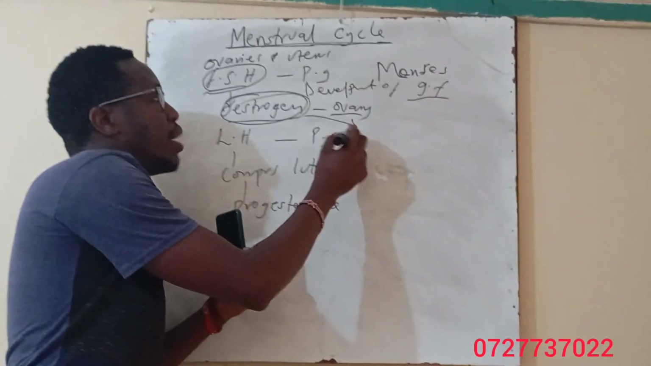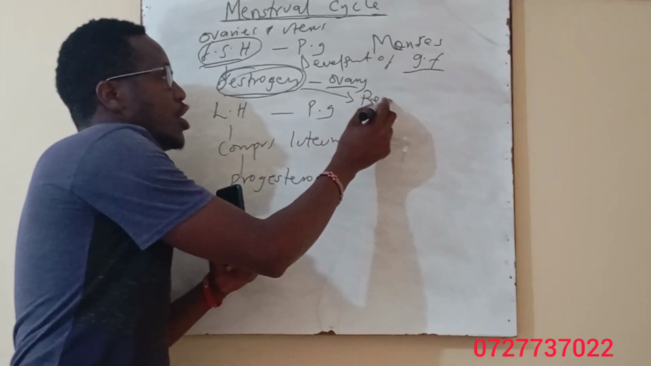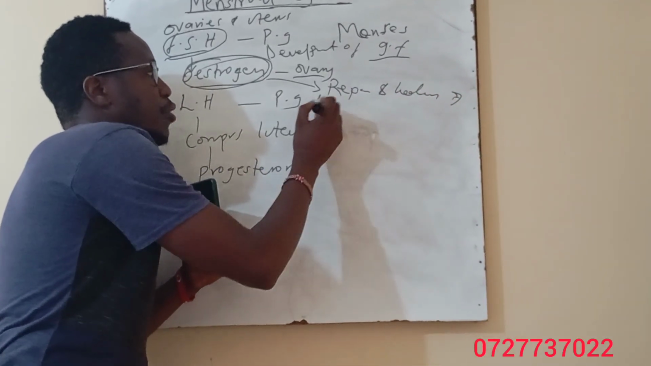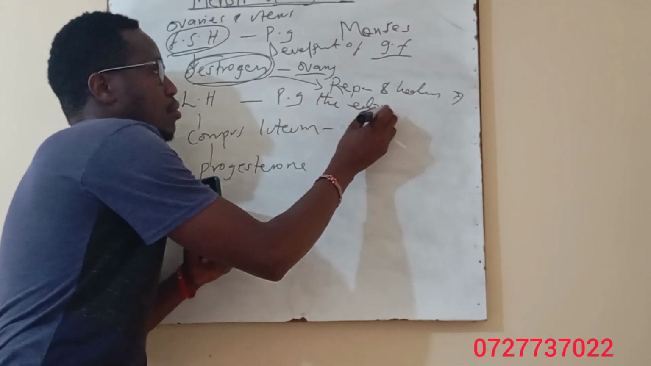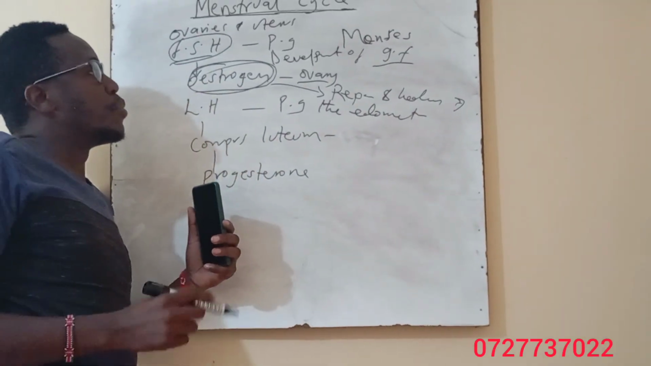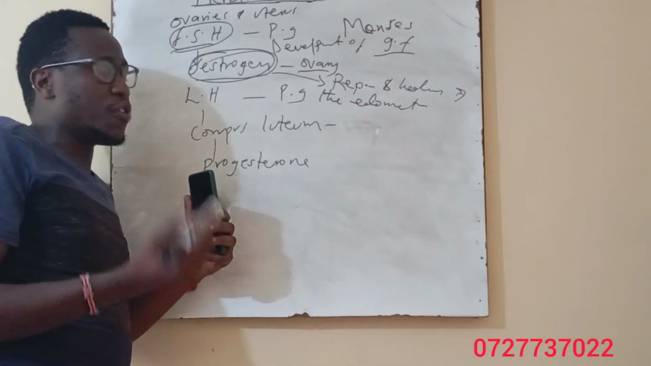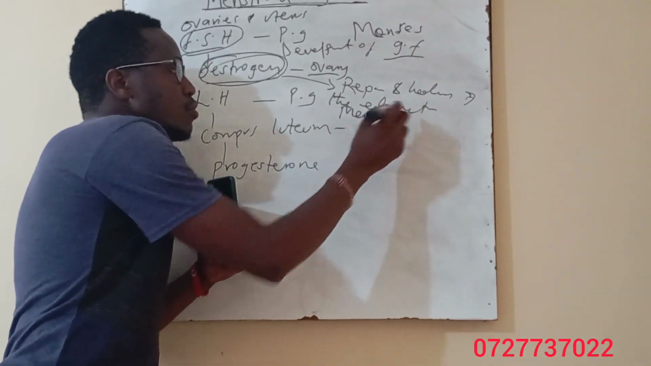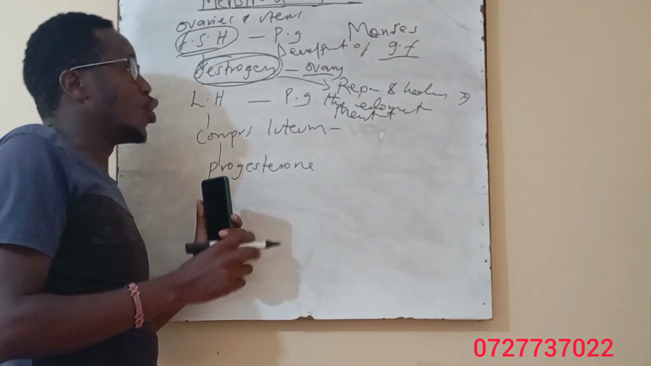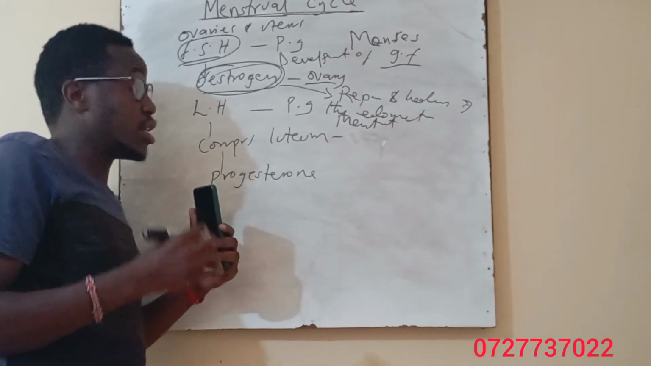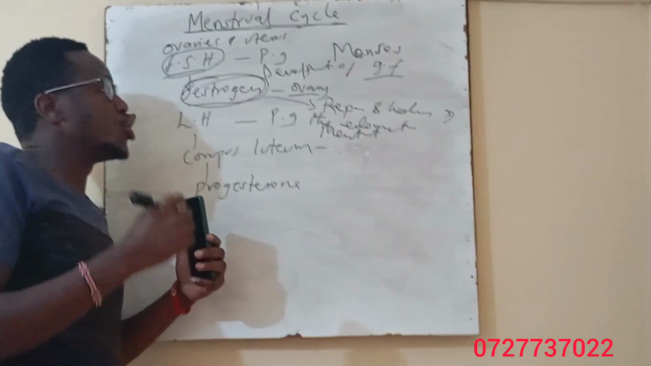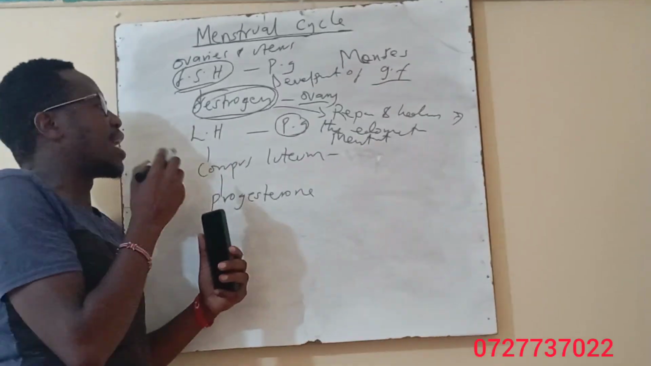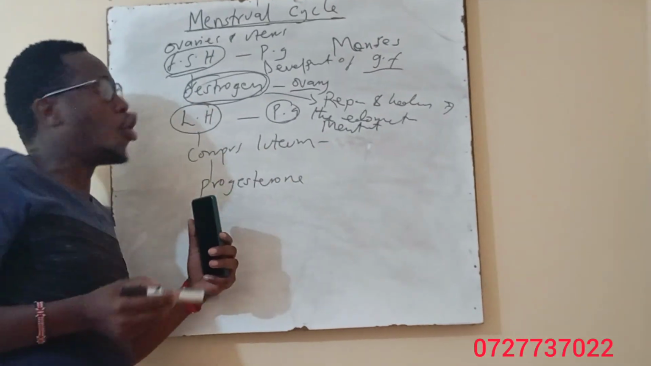Estrogen brings about healing and repair of the endometrium, which has been destroyed during menstruation. Estrogen accumulates to levels that trigger the anterior lobe of the pituitary gland to release another hormone known as the luteinizing hormone.